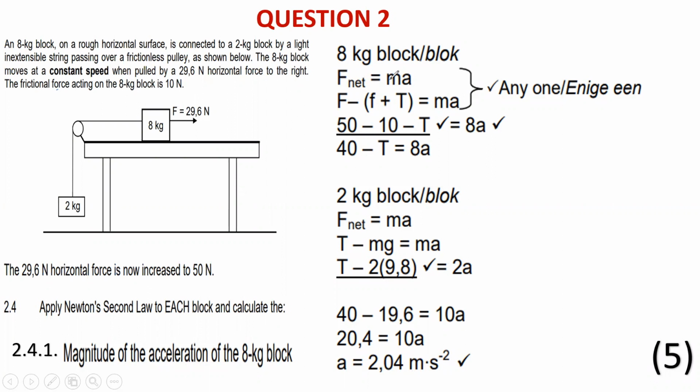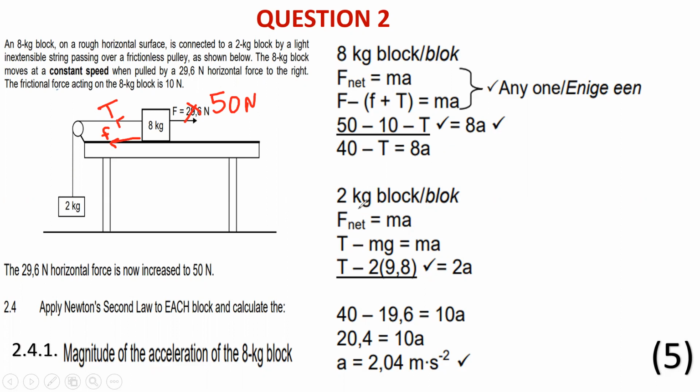First of all, F net is equal to m times a, Newton's second law, and F minus friction plus tension is equal to m times a. You remember the same thing, right? But it was 0 before, but now m times a. So F apply is 50 newtons now, because they said increase to 50 newtons. And minus friction force, still the same, and then minus tension force. Now writing this equation: 50 minus 10 gives 40, 40 minus tension force is equal to 8A.